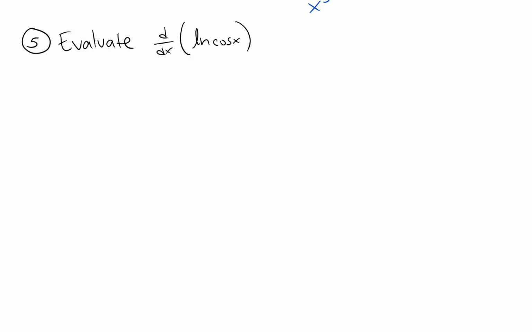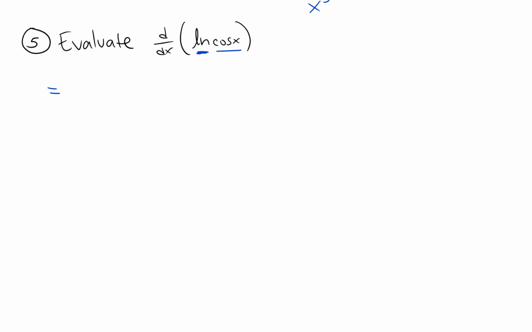All right, our next example here, we're asked to evaluate the derivative of ln of cosine of x. So the natural log function is my outer function. The cosine is my inner function for my chain rule.